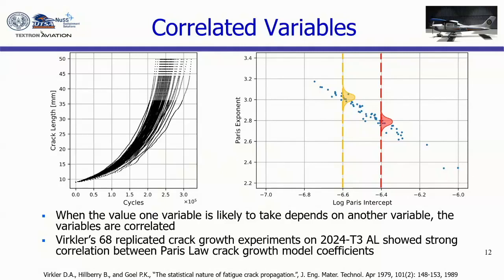If you take this and boil it down and calculate the Paris fits to each crack growth curve, you get the intercept and the exponent, and if you plot those together, you'll get what we're showing here. You can see that if you change the value of your intercept, then you get a different range for where the exponent will fall from this set of data. So that's indicating that the Paris intercept was strongly correlated with the Paris exponent.